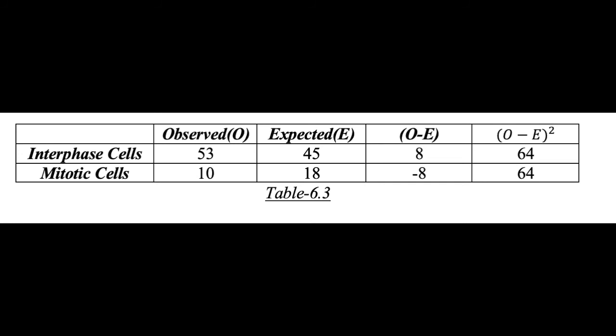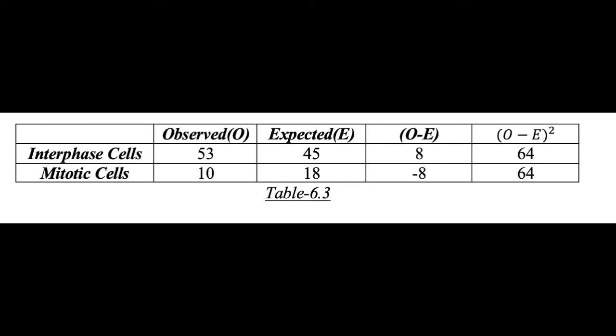Here, the percentage of expected mitosis in caffeine is the 28% we calculated. We knew the total is 63, so 28% of 63 is 18. Similarly, the expected interphase in the caffeine is 72% times the total 63, which is 45. Now in table 6.3, we see that observed interphase cells were 53, but according to the percentage we found, we expected 45. Mitosis observed was 10, and we expected 18.